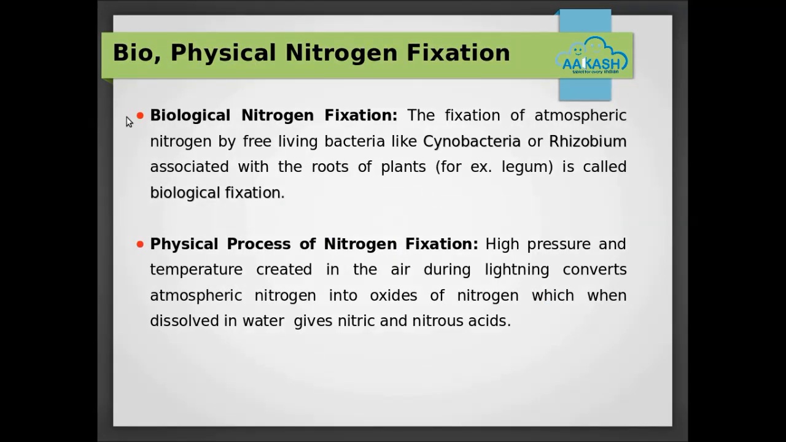Biological and physical fixation. Fixation done by living organisms is called biological fixation. In this process, atmospheric nitrogen is converted into inorganic compounds like ammonia by free living cyanobacteria and rhizobium present in the root nodules of a legume plant. While fixation done by abiotic factors like lightning and thunder is physical nitrogen fixation. At the time of thunder and lightning, nitrogen combines with hydrogen to form ammonia or combines with rainwater to form nitrous and nitric acid, which is used by the plants.